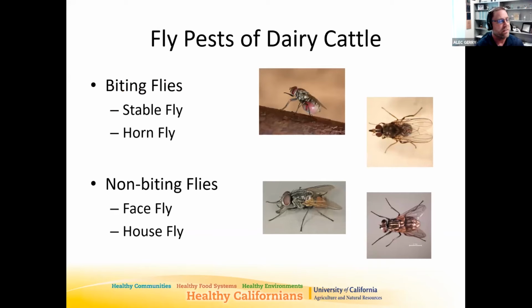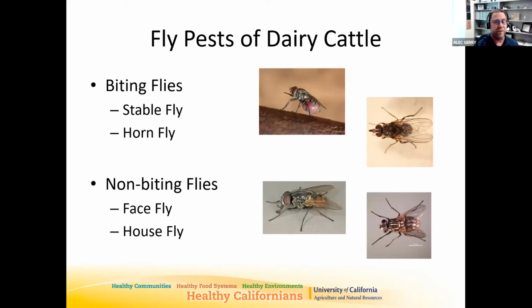There are four fly species that in particular are common in dairy cattle or commonly impact dairy cattle. Two of these are biting flies. They include the stable fly here and the horn fly. Both of these flies have rigid mouth parts, and they use these rigid mouth parts to tear through the host skin and draw blood. So these are the two blood-feeding flies. Call them biting flies, but you could call them blood-feeding flies as well. And you can see the stable fly here is actually engorged and carrying quite a bit of blood in this initial picture. At the bottom are two non-biting flies, the face fly and the house fly.